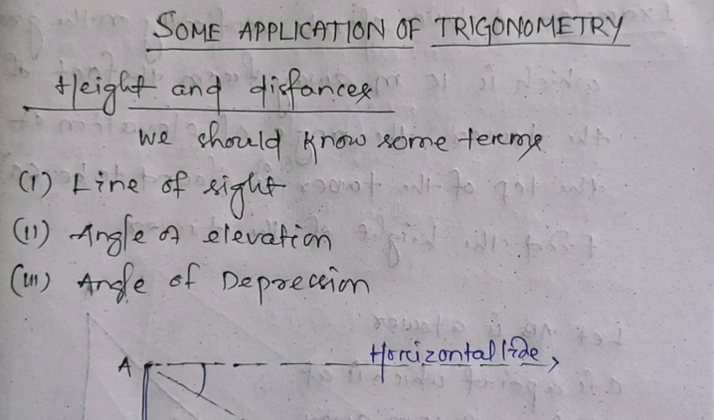Today we are going to discuss the ninth chapter of class 10, that is some application of trigonometry. We know the application of trigonometry in various fields of mathematics. Among those, we are going to discuss the application of trigonometry in the field of height and distance. In this chapter, before we proceed, we should know some basic terms: what is line of sight, what is angle of elevation, what is angle of depression.